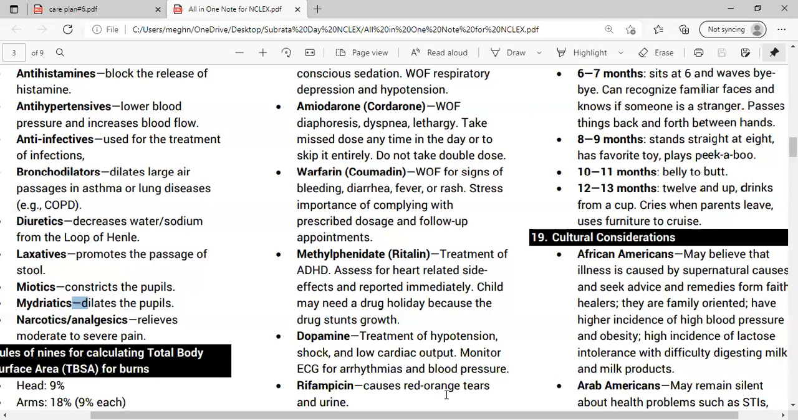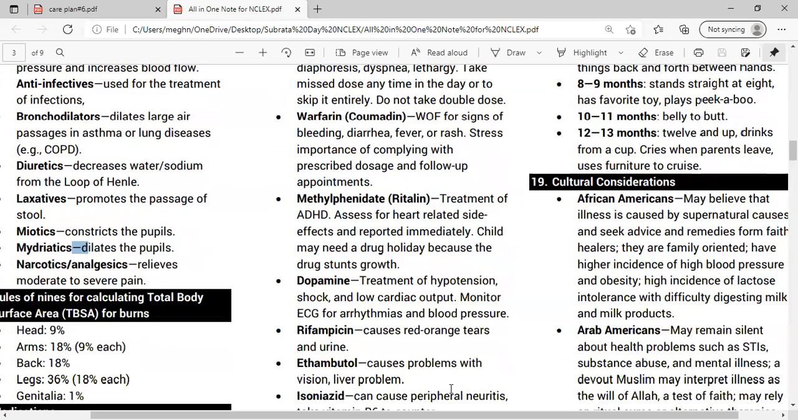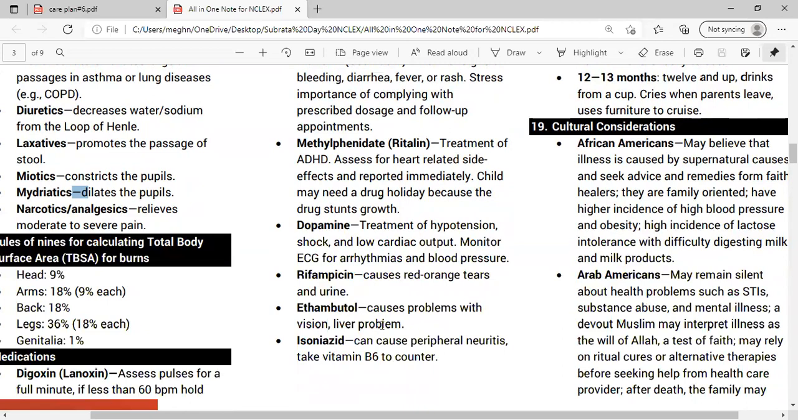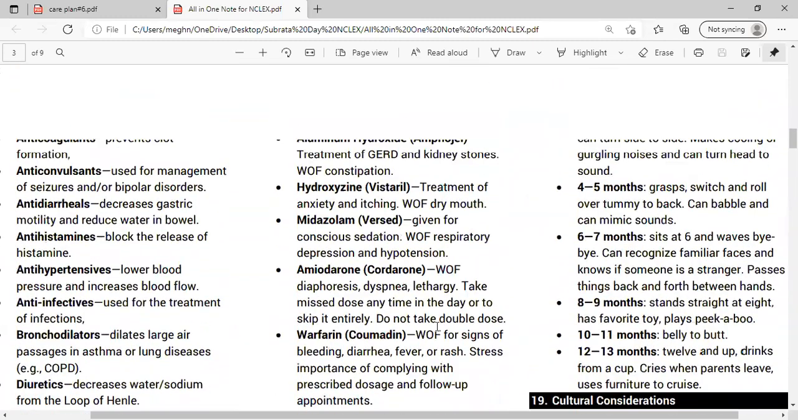Rifampin causes red-orange tears and urine. Rifampin we use as an anti-TB medication. Ethambutol causes problems with vision or liver problems, so it is good to check liver function, and it causes color discrimination problems. Isoniazid, also a TB drug, can cause peripheral neuropathy. You educate your patient to take vitamin B6 to prevent peripheral neuropathy.